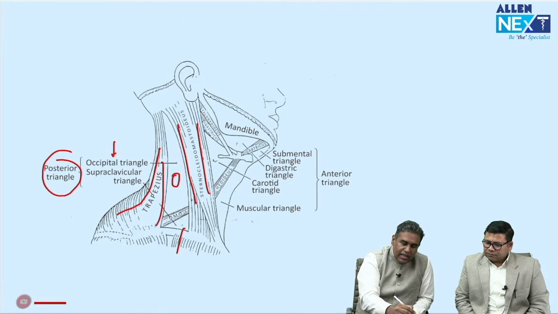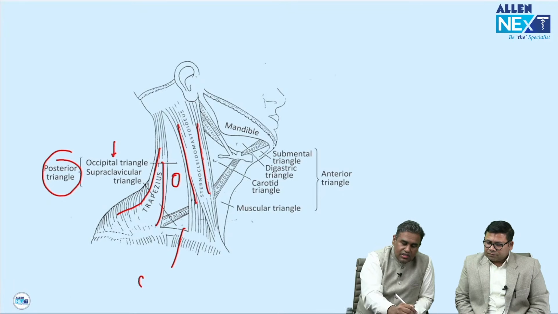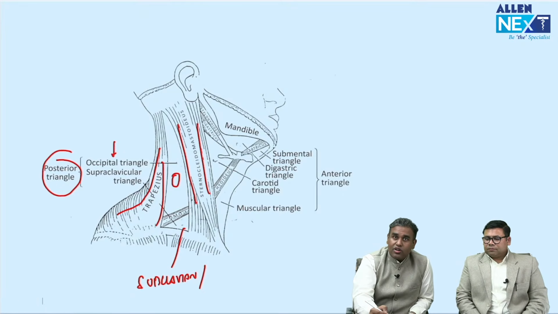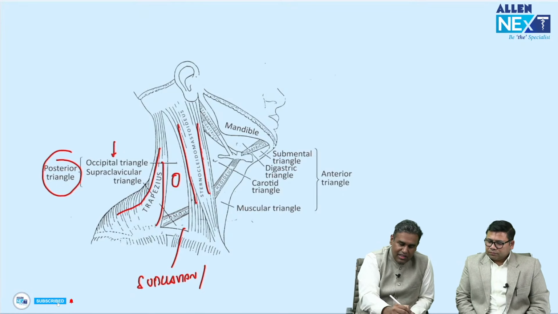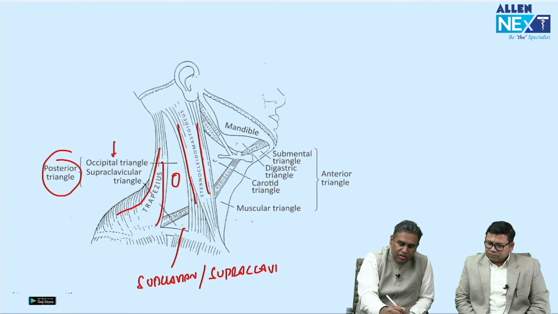And a smaller part lying inferiorly, which is lying over here. First of all, the structure lying here is the subclavian vessel, so we call it the subclavian triangle. But then some say, no sir, it is supra. Yes, it is supra, but not supraclavian, it is supraclavicular. So both names are correct. Supraclavicular because it is anatomically lying above the clavicle, and subclavian because subclavian vessels lie over here. So it is the supraclavicular triangle.